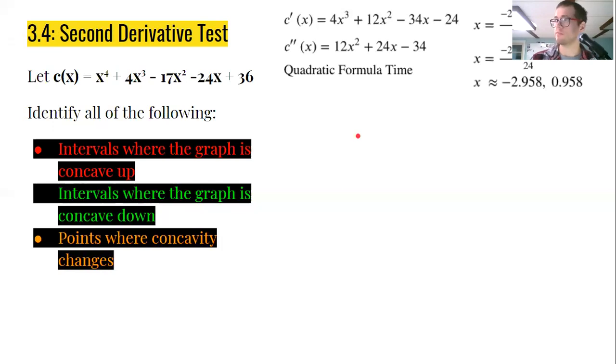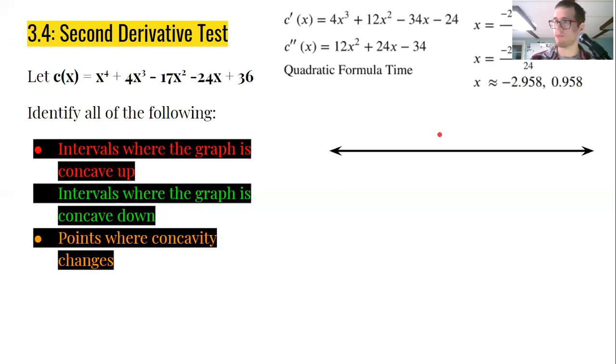So here it is. There's all the work to show the quadratic formula. To 3 decimal places, it gives me 2 x values, negative 2.958 and positive 0.958. So now I'm going to make a sign chart for the second derivative.